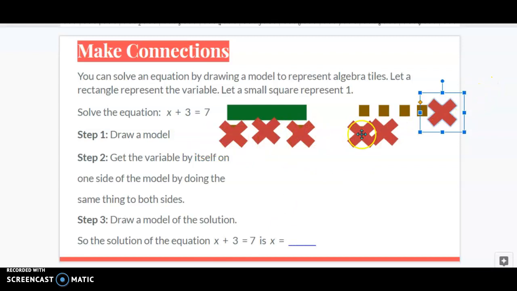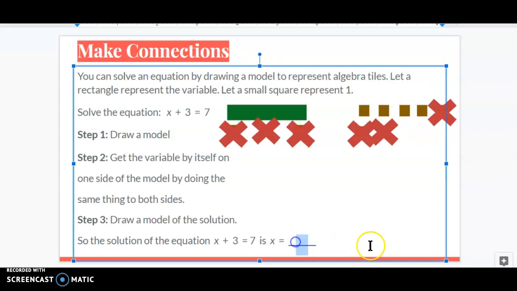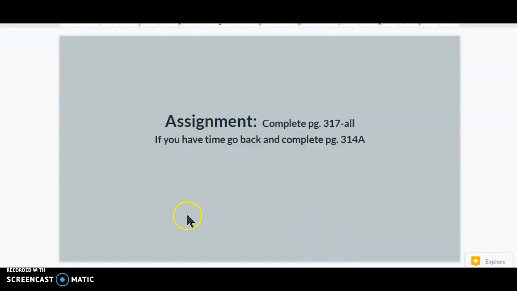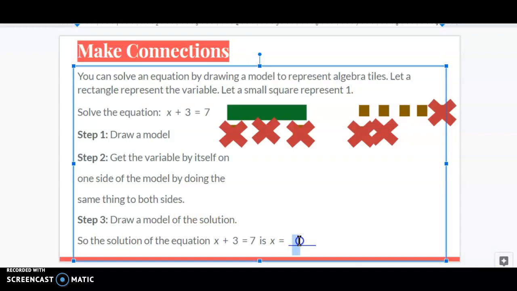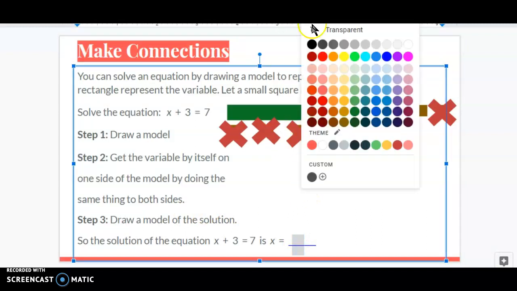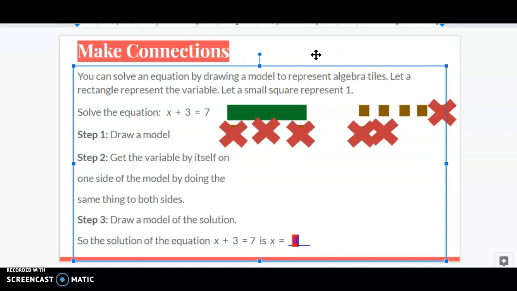So what are you left with? You're left with x, which is your bar, is equal to 1, 2, 3, 4. So then here, you would write x is equal to 4. Okay, make sure you write that in. I didn't write it in right now, but I can do that real quick right here. I'm going to write 4. Oops, not very nice, but it's okay. All right, so basically that's what you're going to do.